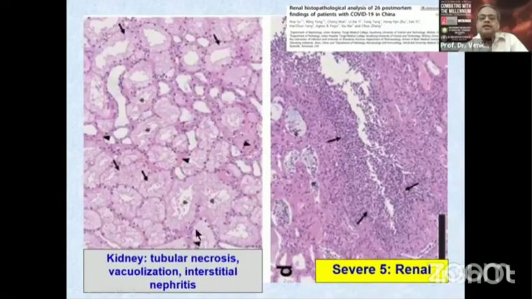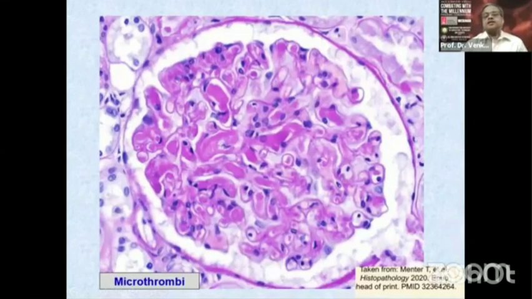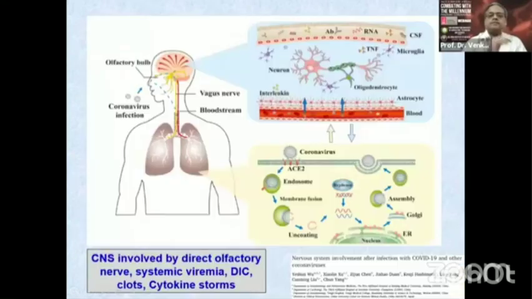In the kidney, you get acute tubular necrosis, or you can get tubular vacuolization, you can get tubulointerstitial nephritis, all of which can cause another type of severe renal failure like syndrome in the COVID patients. Sometimes you can get DIC affecting the kidney, causing microthrombi present inside the vasculature of the glomerulus.